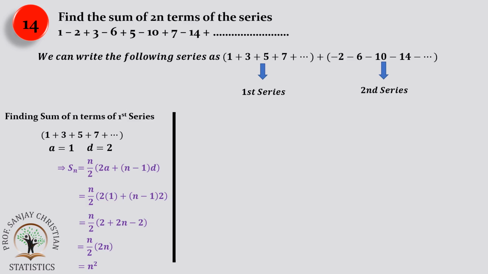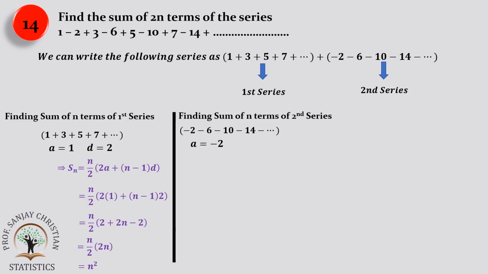Let us see the sum of n terms of the second series, and the second series was minus 2, minus 6, minus 10, minus 14 and so on. If we judge properly, you will find the value of a as minus 2. Now please try to understand what will be the value of d. So how can we find the value of d? We can find the value of d as minus 6 minus of minus 2. So this will be minus 6 plus 2. So the answer is going to come as minus 4.